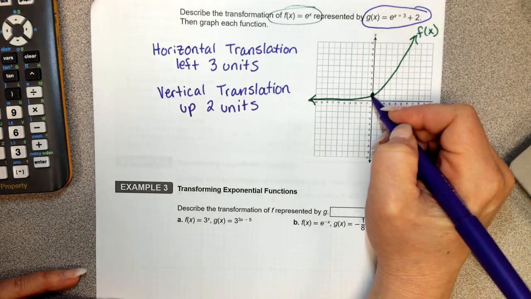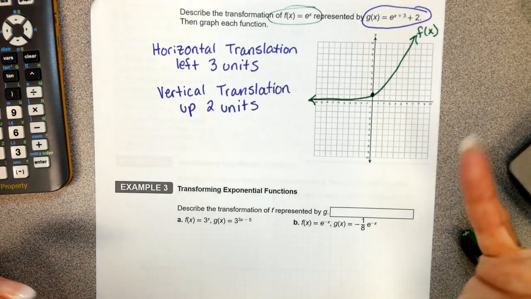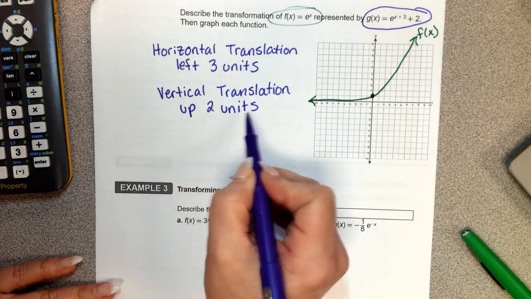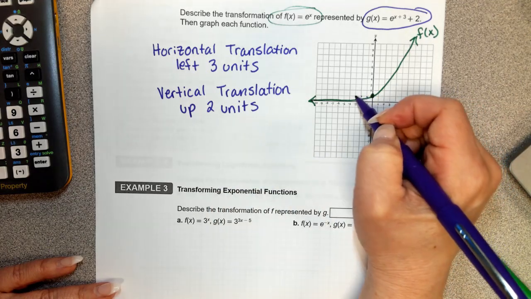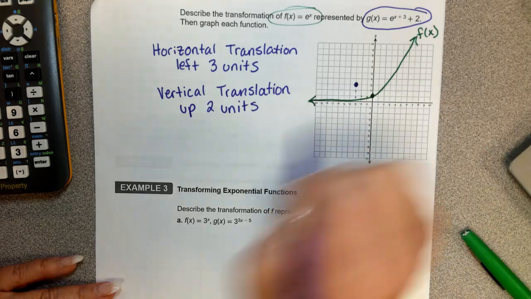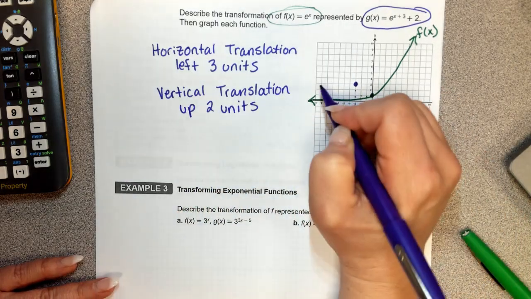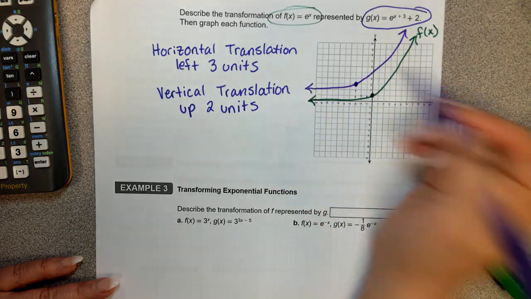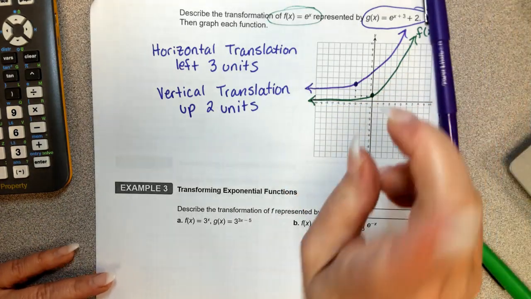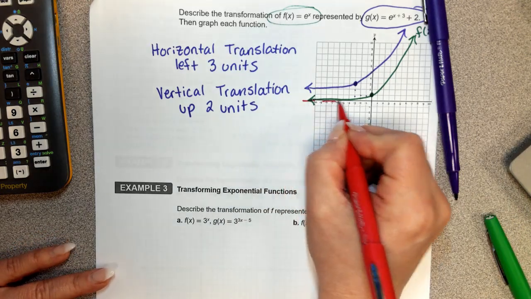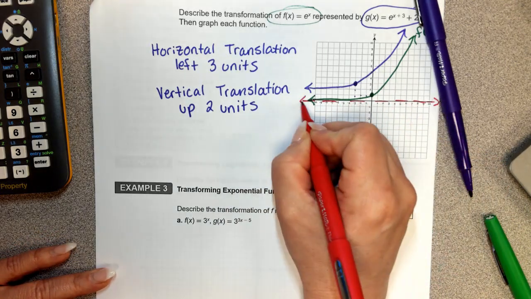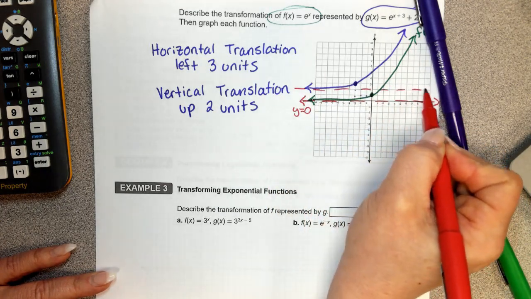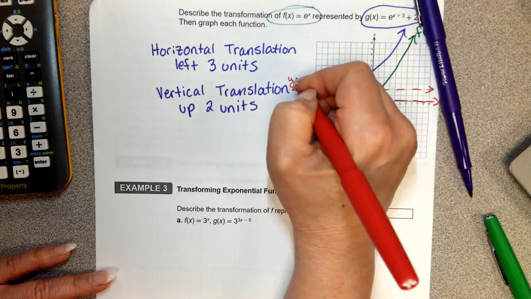So I'm going to come over to my graph and take the one point that I can actually find, which is the y-intercept. And then I'm going to move it 3 units left and 2 units up. So 3 units left and 2 units up. And then from there, I'm going to sketch out, and this is a sketch, it doesn't go through at 5, so don't do that. But what you'll see is that original asymptote was right on the x-axis at y equals 0, and that asymptote will go up 2 steps to be at y equals 2.